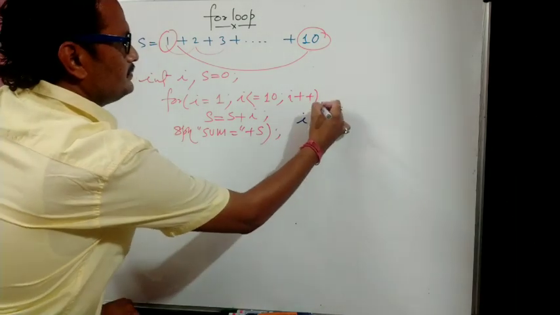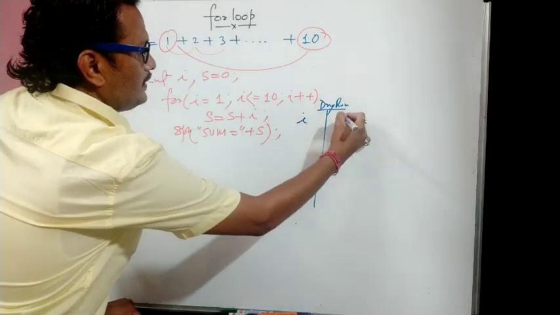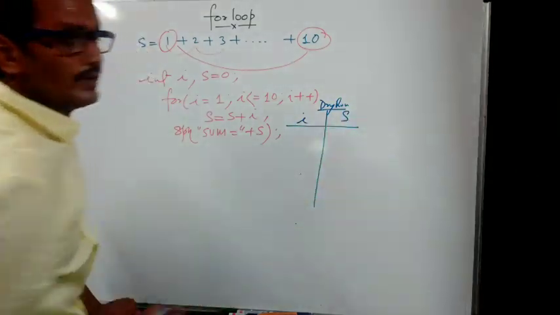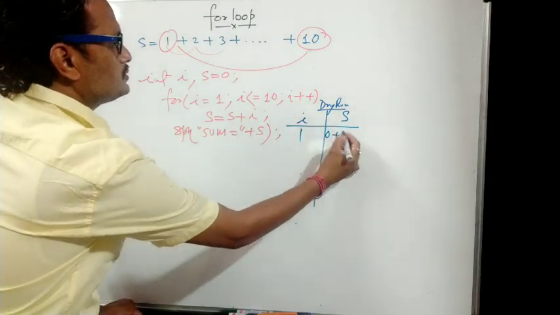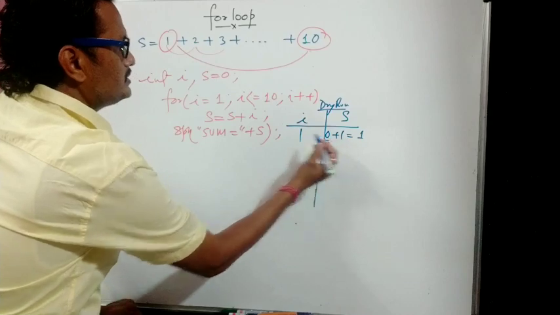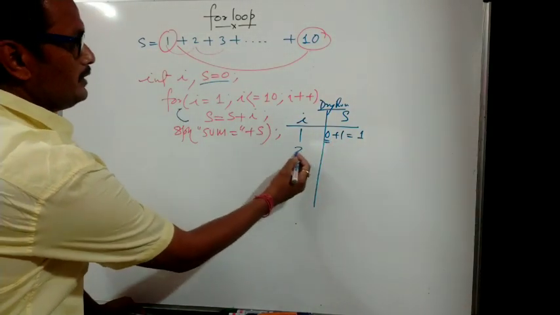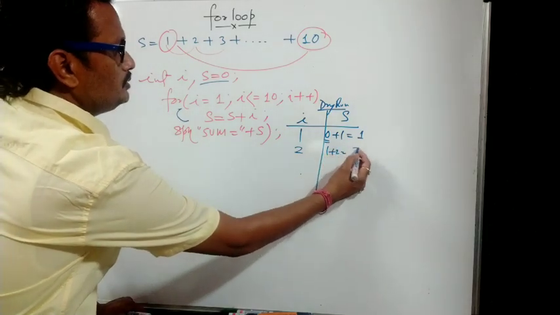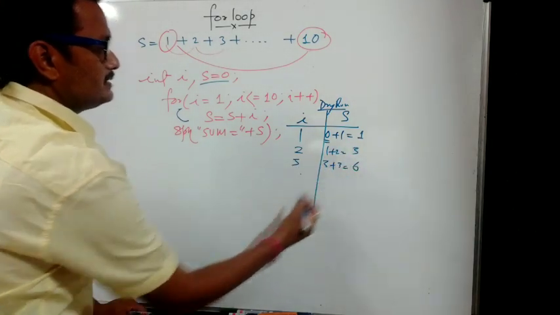This is a dry run. Just see how it will work. The value of I, and here is S. When the value of I is 1, S is what? 0 plus 1 is equal to 1. Why is it 0? Because the value of S is 0. When it goes there, the value of I will be 2. This will be 1 plus 2, 3. When I is 3, this will be 3 plus 3, 6.